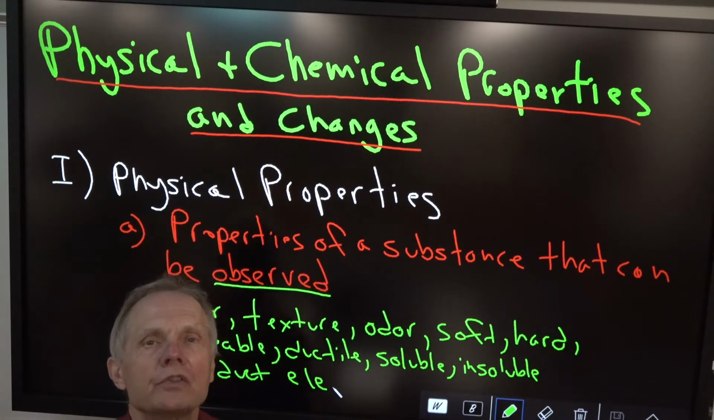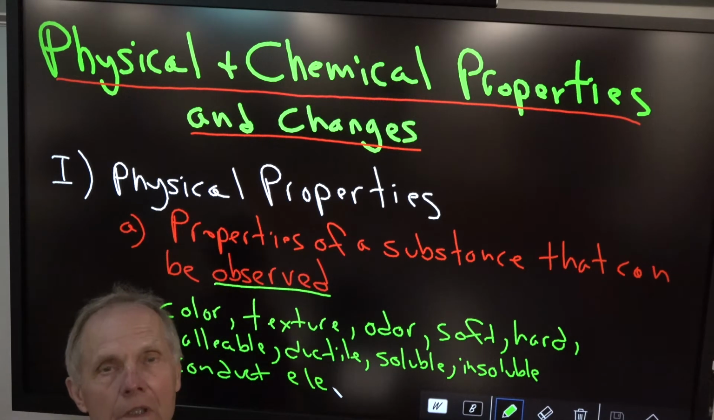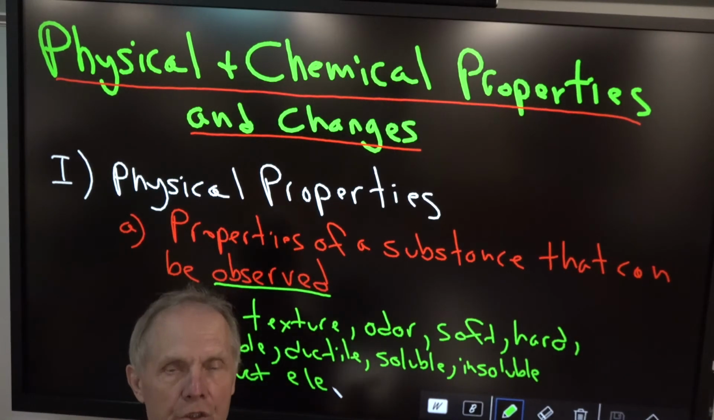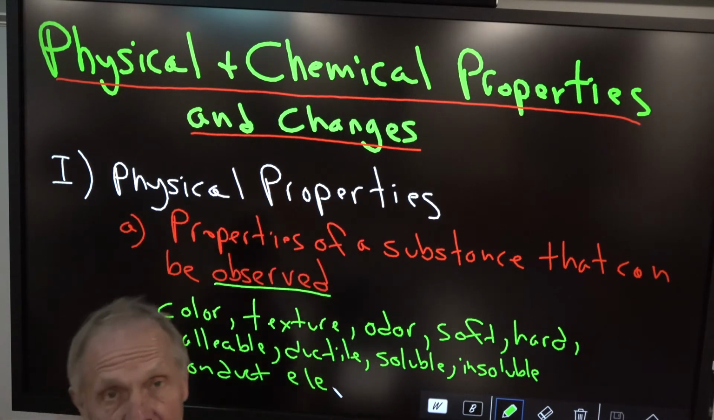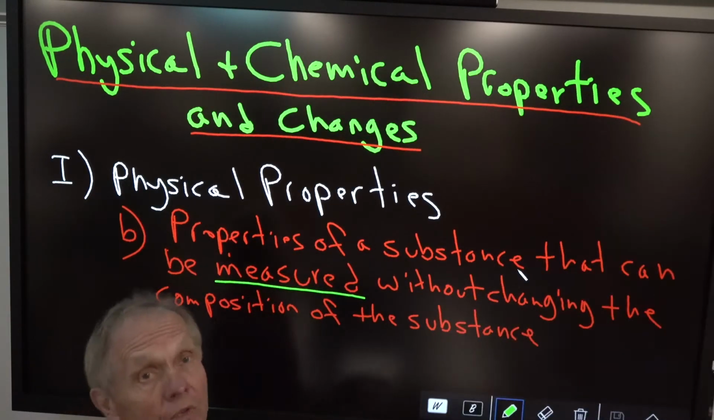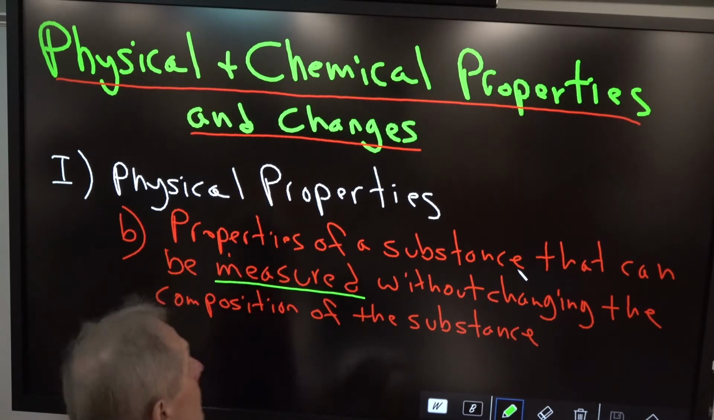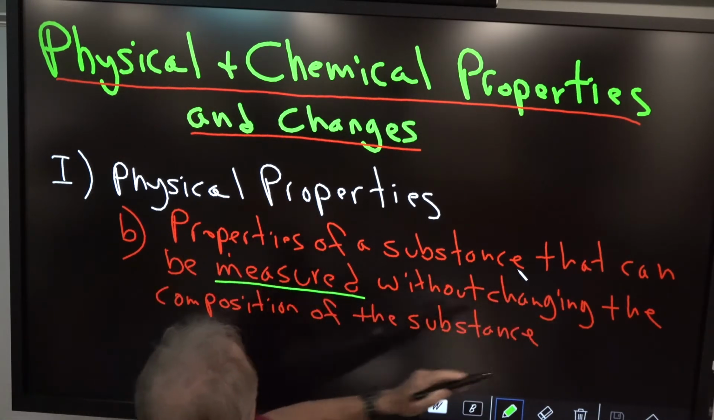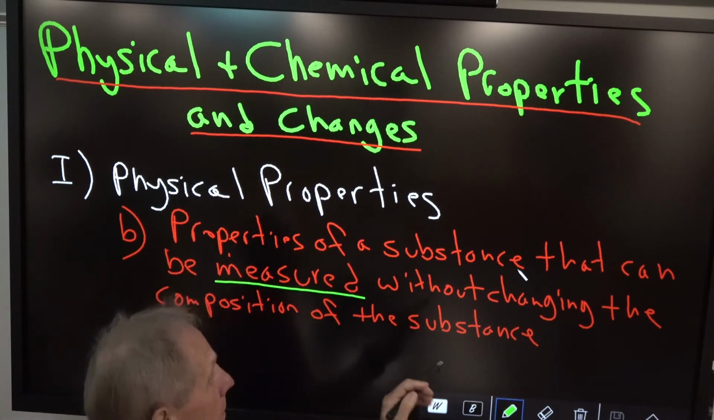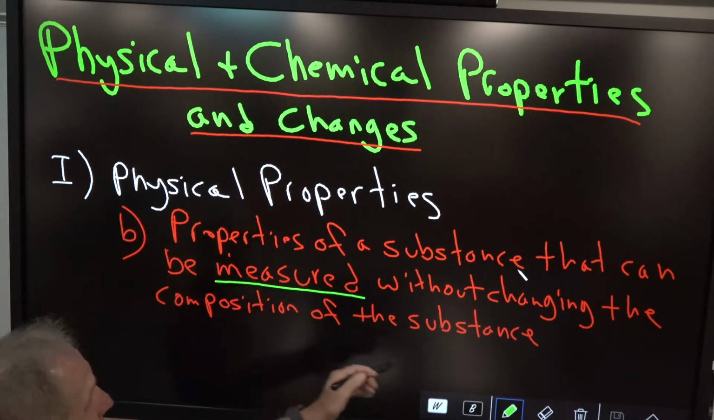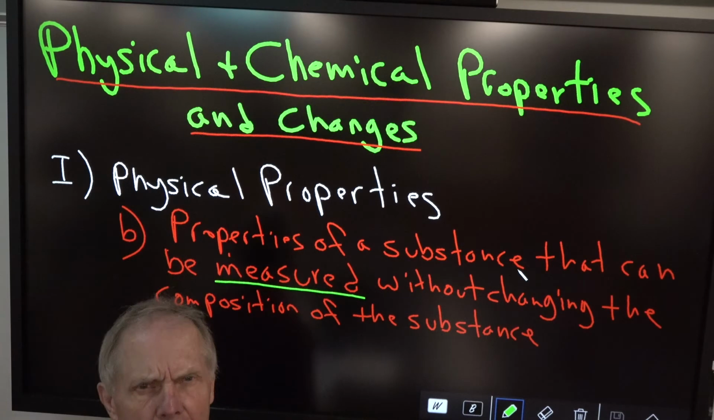Now, there's another way for physical properties other than being observed. It's called measured. If you can measure something, that would be a physical property. So we're going to do that next. So this is letter B under physical properties. And this is a good one. Properties of a substance that can be measured. But measuring it will not change the composition of the substance. Okay? So what things can we measure from a substance?